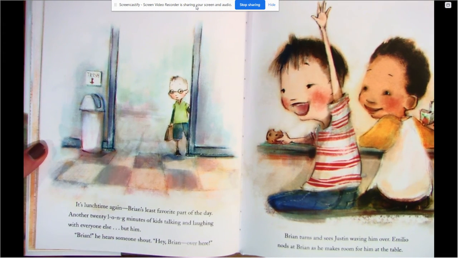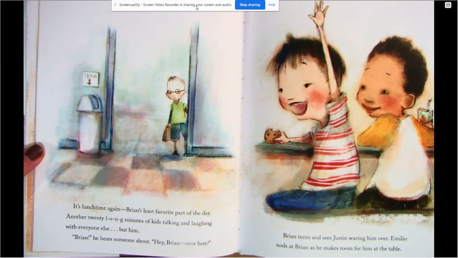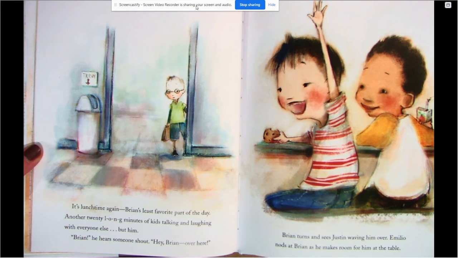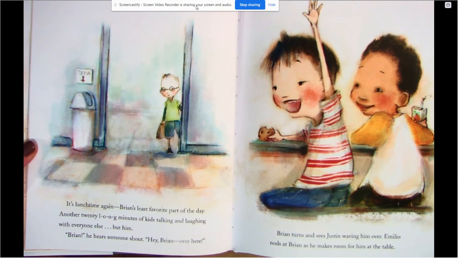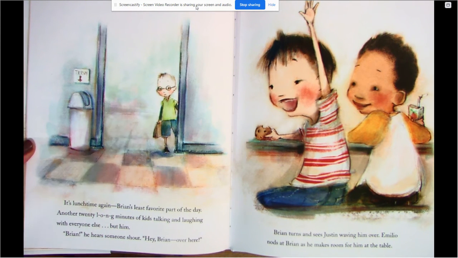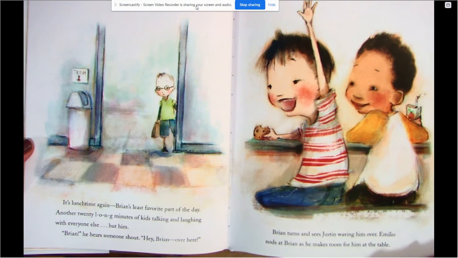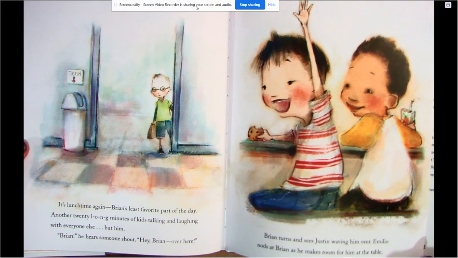It's lunchtime again, Brian's least favorite part of the day. Another 20 long minutes of kids talking and laughing with everyone else but him. "Brian," he hears someone shout. "Hey, Brian, over here." Brian turns and sees Justin waving him over. Emilio nods at Brian as he makes room for him at the table. So here he is walking into the lunchroom, not feeling so great until he sees Justin, right, flagging him down.